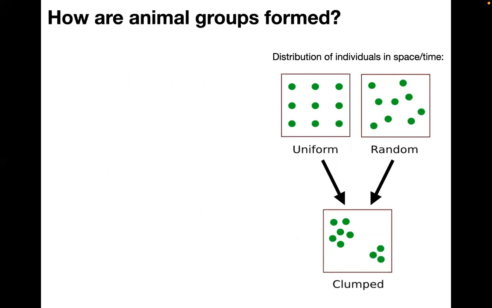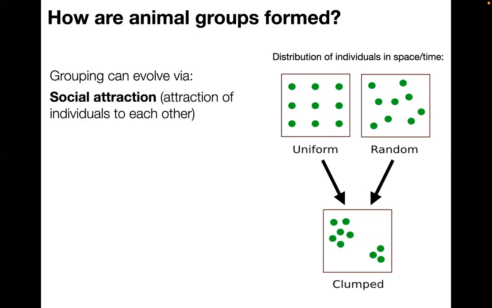Okay, so abstractly, what does this process look like? Well, if we imagine a distribution of individuals in space and time, you could start with something that is not clumped. So either a uniform distribution, which means that individuals are well spaced, or a random distribution. And how do we go from there to this clumped distribution?